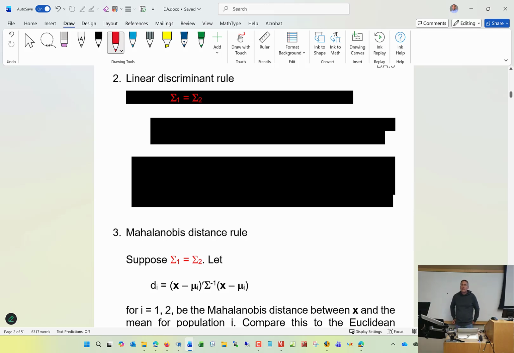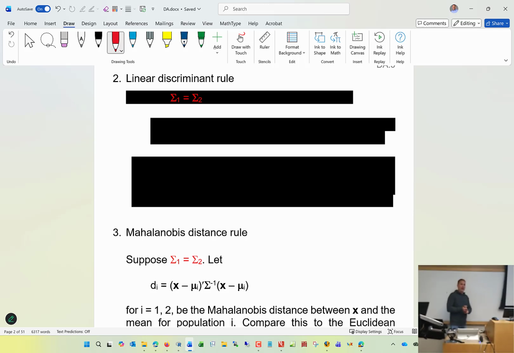Now, as I said, there's 4 different rules. Rule number 1 is the most general. We typically actually won't use that rule. 2, 3, and 4 all rely on a particular simplification. And that is, suppose the covariance matrices are equal to one another for the two populations. We'll look at how to get rid of that simplification later. But it's easiest to start with this simplification. All 3 of these remaining rules have it.